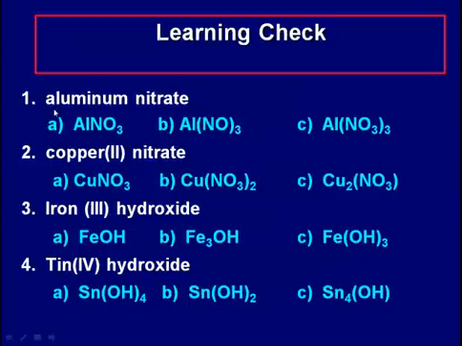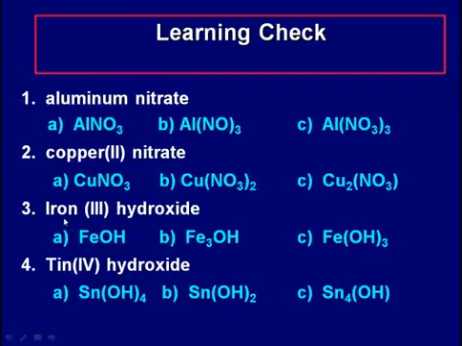Let's look at these. Aluminum nitrate. Aluminum will have a charge of +3, nitrate -1, so I'm going to need 3 nitrates. The nitrate is here, and I need 3 of them, so this is what my answer is going to be, C. Copper(II) nitrate. Copper is a +2. Nitrate is a -1, so I'm going to need 2 nitrates. And that formula would be right here, with 2 nitrates.